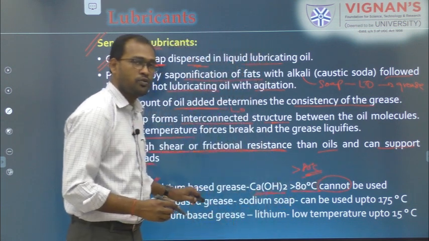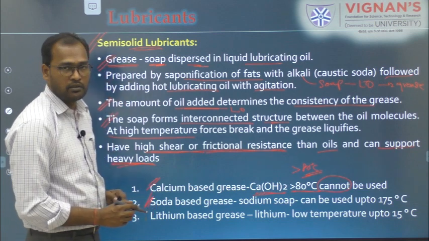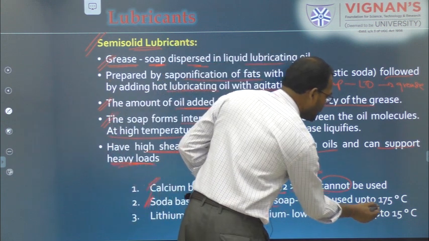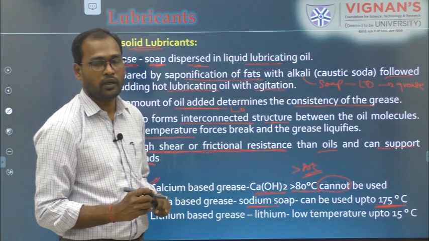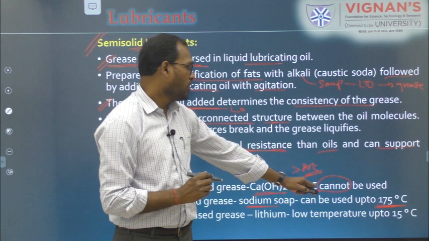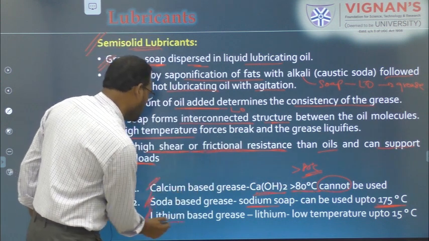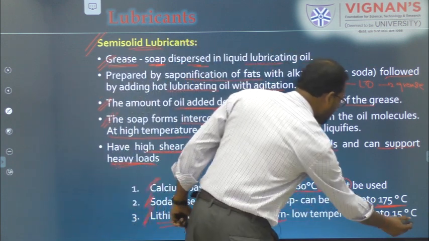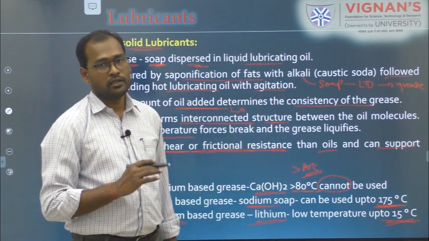This is one type of grease, and the second one is soda based grease, which has sodium salt, and this can be used up to a temperature of 175 degrees Celsius. So the soda grease can be used up to 175 degrees Celsius, and lithium based greases are also there, where lithium is the material in it, and this can be used at a lower temperature, up to 15 degrees Celsius.